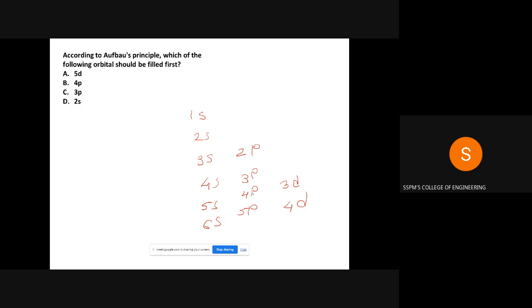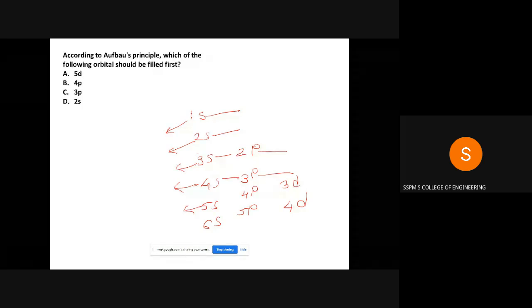Here, first 2p and 3p only. So 1s energy is the lowest, and energy flows in this way. Lowest energy orbital is 1s, then 2s, then 3s. 2p has greater energy, then 4s, 3p, 5s, 4p, and 3d. Here the sequence changes. 4d has higher energy than 3d.